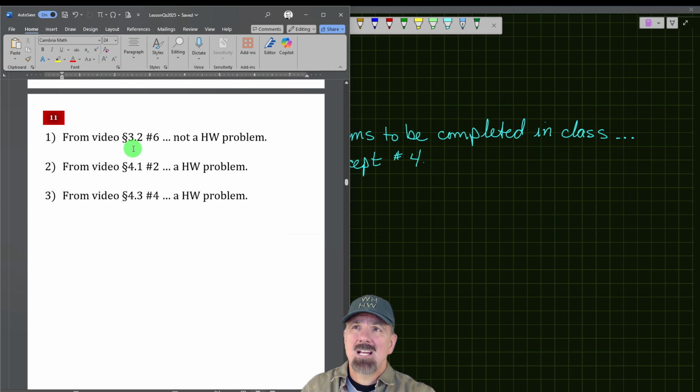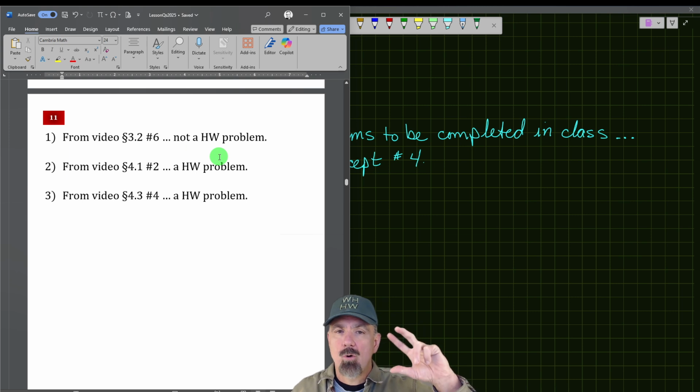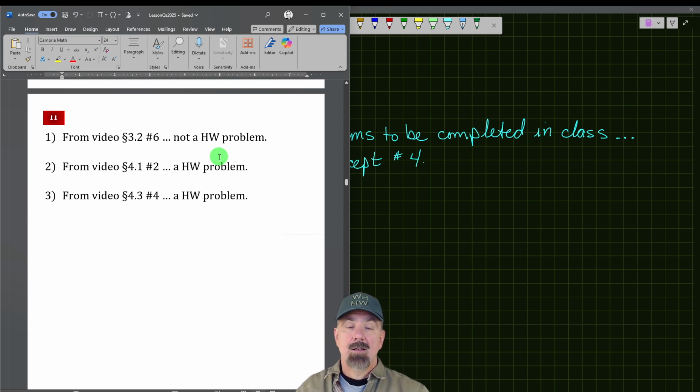So the text has, from the excerpt that I've given you, 3-2 number 6, 4-1 number 2, and 4-3 number 4. These two are homework problems, so you're getting a little bit ahead with homework there. And then this one is not an assigned homework problem, but it's an excellent thought problem about the whole mapping idea. All right, play around with the map.m program if you want to, and we look forward to seeing you in class. Thanks.